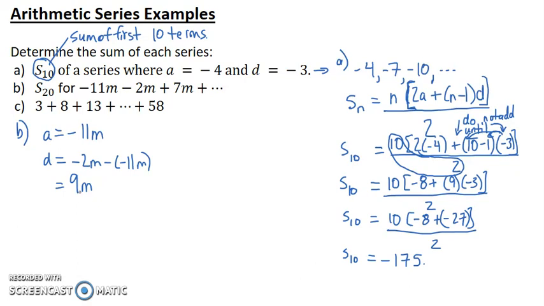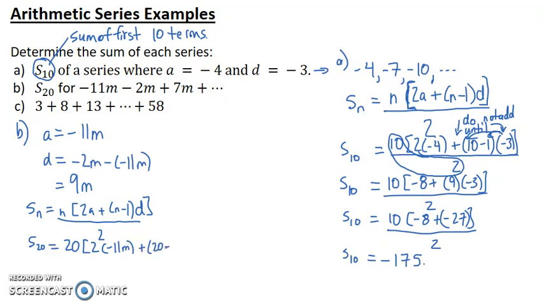So I know what the d value is. I know what the a value is. Again, I can use that same formula. Sn equals n times 2a plus n minus 1 times d, all divided by 2. So this is S20. We get 20, and I'm going to kill that fraction pretty quickly here. 2 times -11m plus 20 minus 1 times 9m. By dividing by 2, that 2 and 20 give me 10 in front. I'm just going to scroll down a little bit so I can finish writing the answer, but you should be able to take it from there.